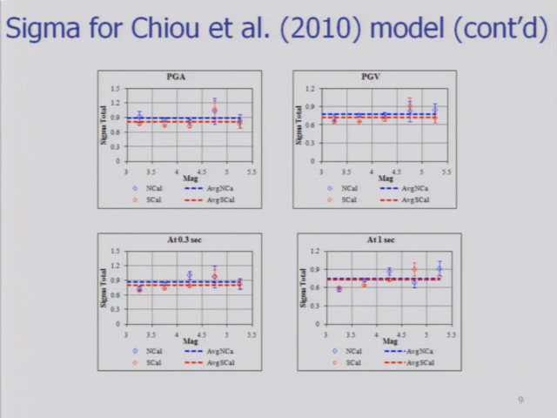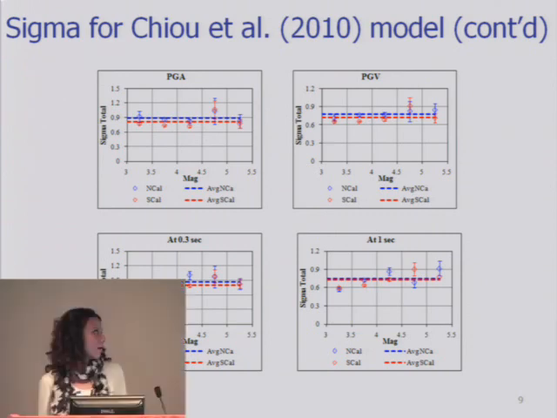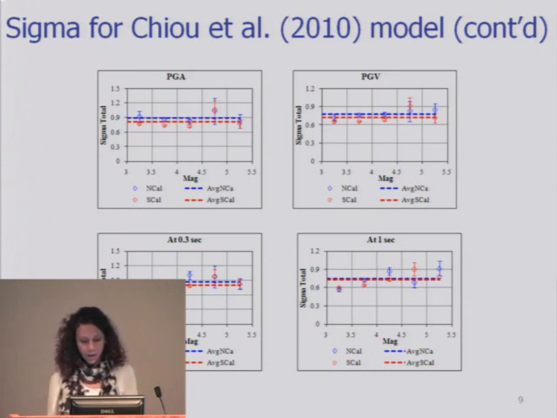The residuals from the Chiou et al. model were also separated for Northern California and Southern California data, and the corresponding standard deviations were evaluated for the different magnitude bins. These plots show the total standard deviation with magnitude at peak ground acceleration, peak ground velocity, and at 0.3 and 1 second for the Northern California and the Southern California data sets. We see here that the total standard deviation for Northern California is slightly larger than that for Southern California. The difference is almost insignificant at long period of 1 second. We also see the same trend of magnitude dependence of sigma for both data sets.